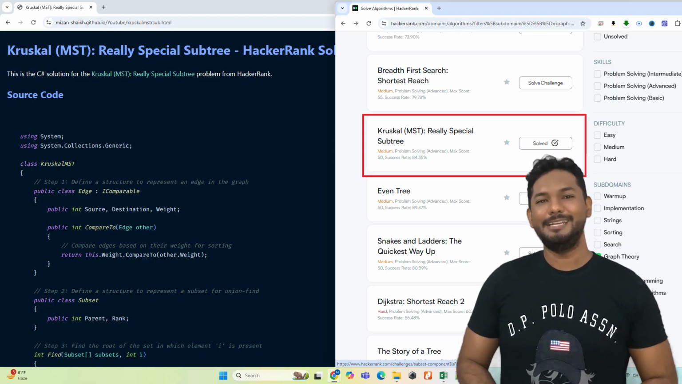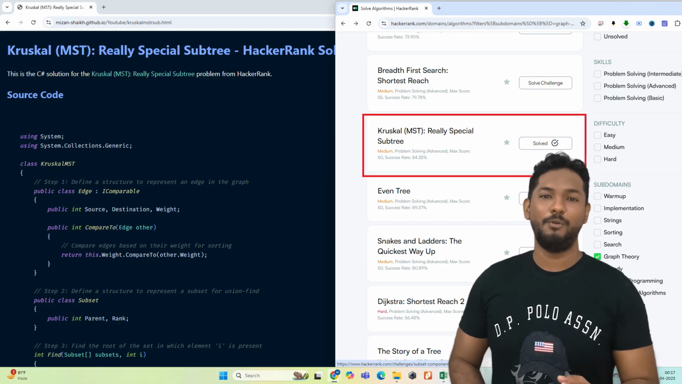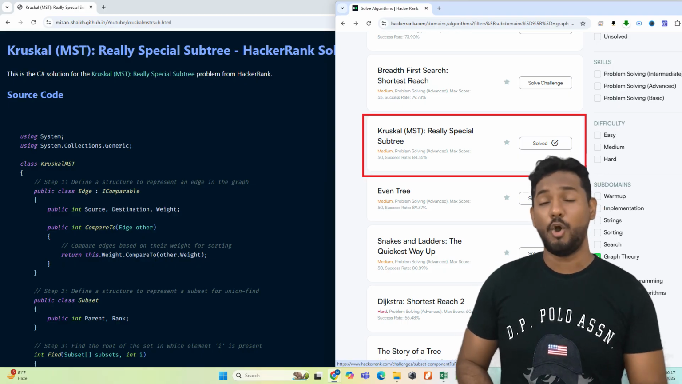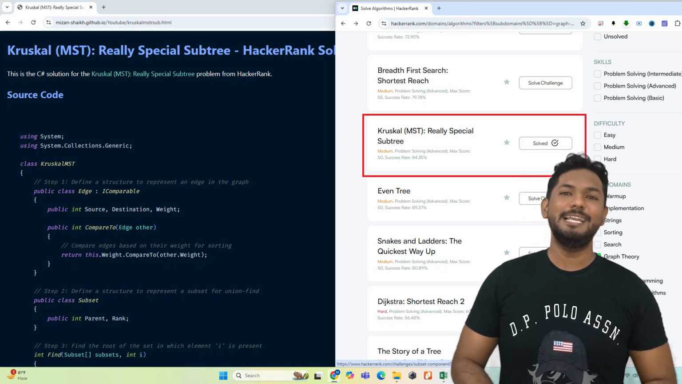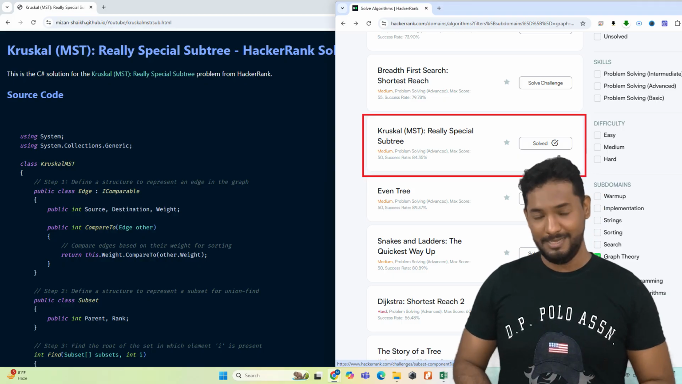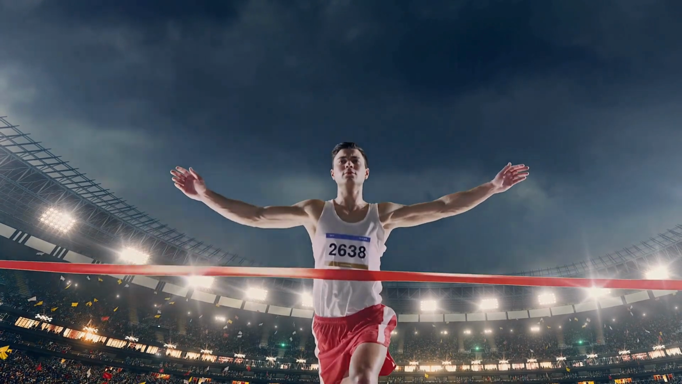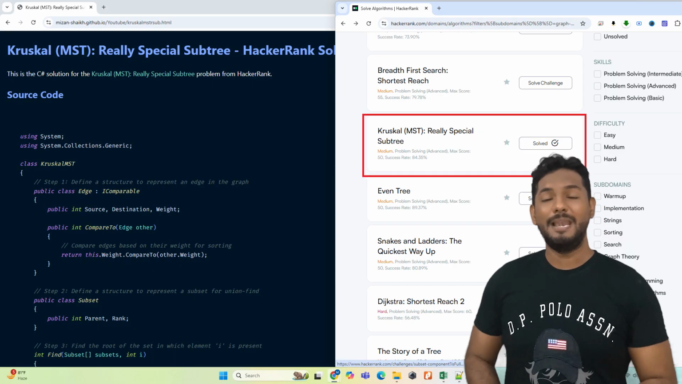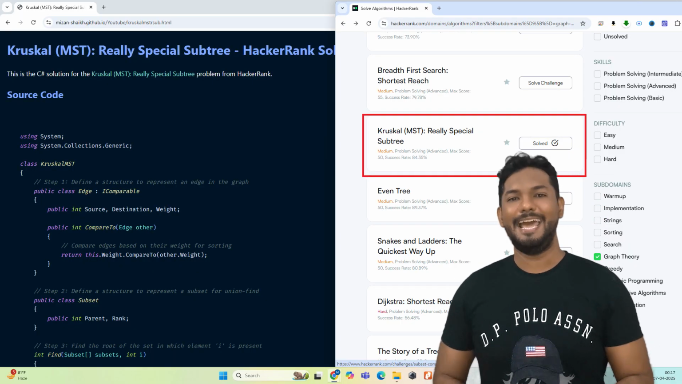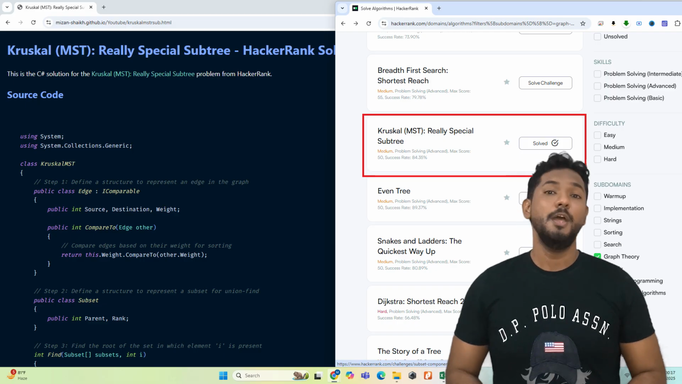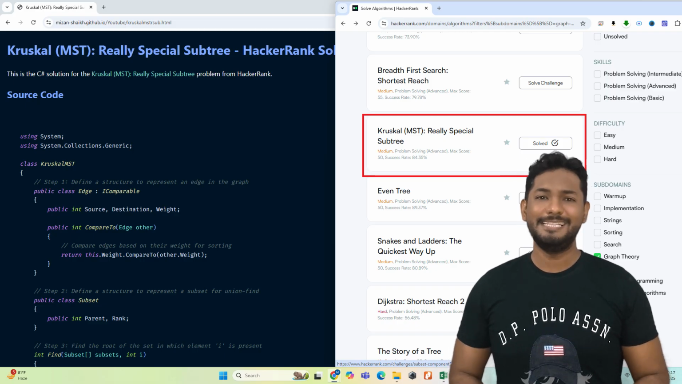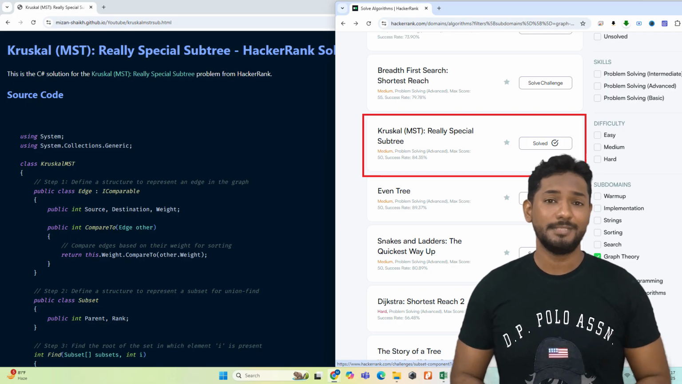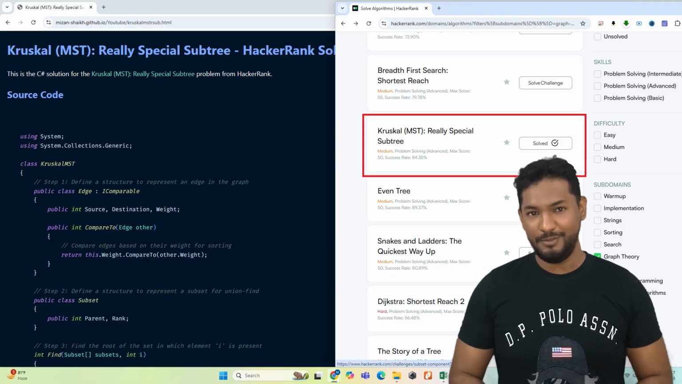Picture this, you have a network of cities connected by roads and you want to connect all these cities with the least amount of road work possible. That's essentially what an MST does. It connects all vertices in a graph while minimizing the total edge weight. In simple terms, we want to ensure that we are spending the least amount of resources to connect everything efficiently.